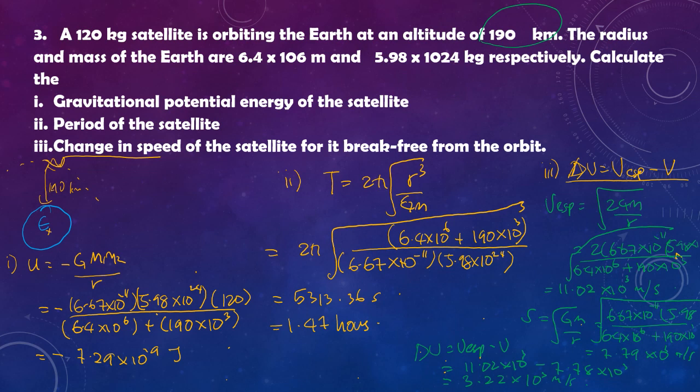When it increases to 11.02, the satellite will move out from the orbit. So that's all for the questions for chapter 7, under subtopic 7.3.